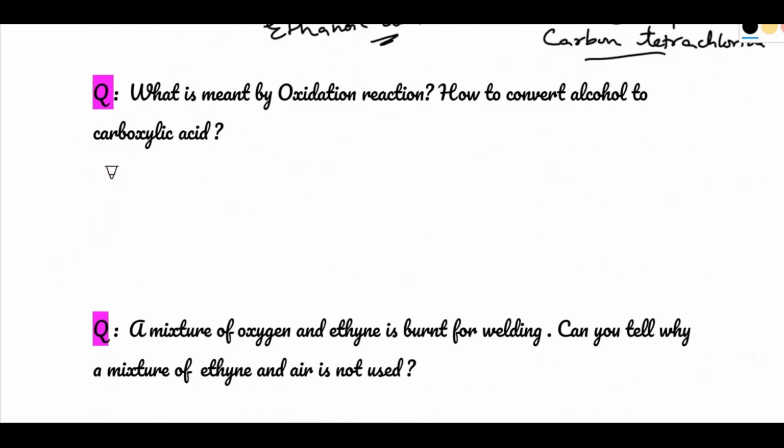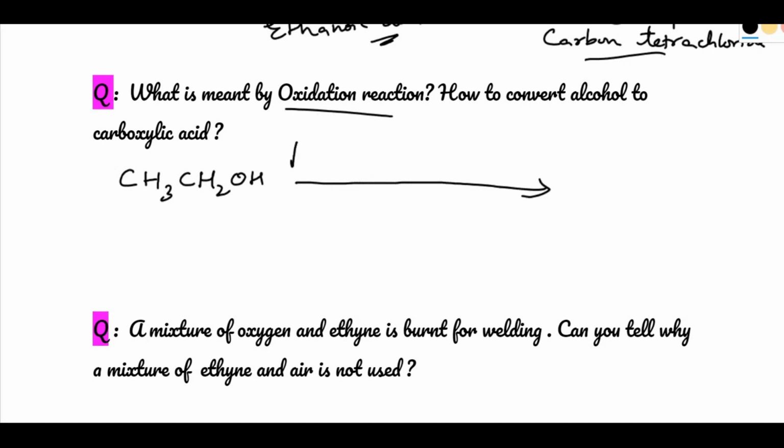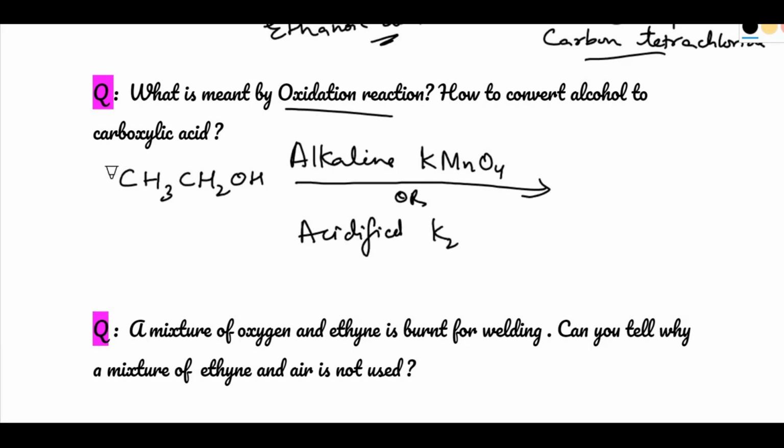Coming to oxidation reaction. We have discussed addition of oxygen, so now coming to oxidation reaction. What is the meaning of oxidation reaction? A reaction in which oxygen is added and hydrogen is removed. And here, how to convert alcohol to carboxylic acid. For this, alcohol, so ethanol, CH3CH2OH, in presence of alkaline potassium permanganate, KMnO4, or acidified potassium dichromate, K2Cr2O7, on heating gets converted to, that means it adds oxygen and becomes ethanoic acid, CH3COOH, and water. So this is oxidation reaction.